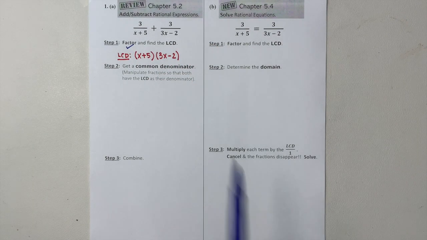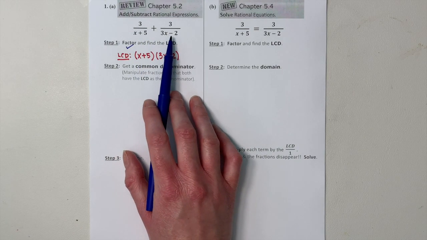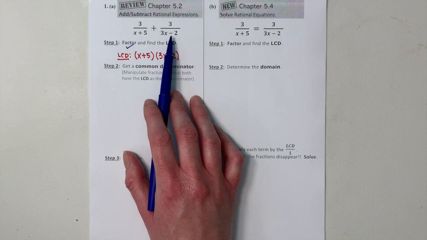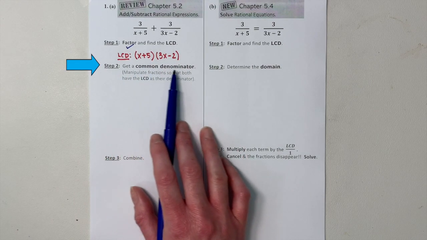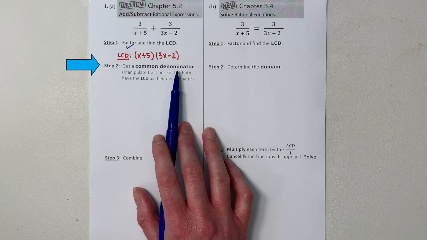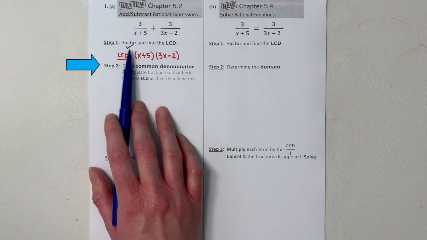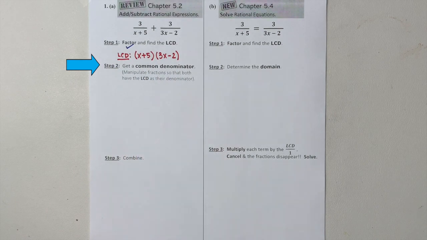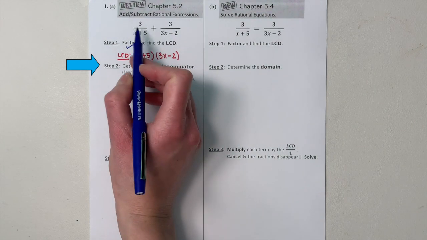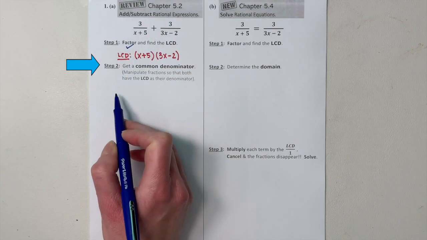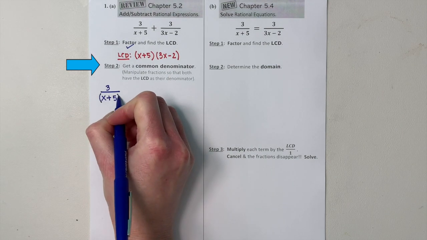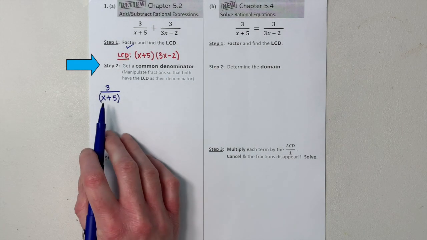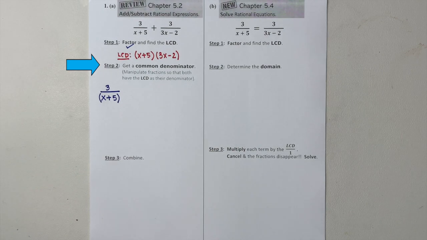Next, whenever you're trying to add or subtract two fractions, you always need to get a common denominator. And that's what we do in step 2. We get a common denominator. And our common denominator is going to be the least common denominator that we found in step 1. So for step 2, I'm going to start by copying down this first fraction right here. And I'm going to add parentheses around here. You want to add parentheses whenever you have more than one term in your numerator or denominator.